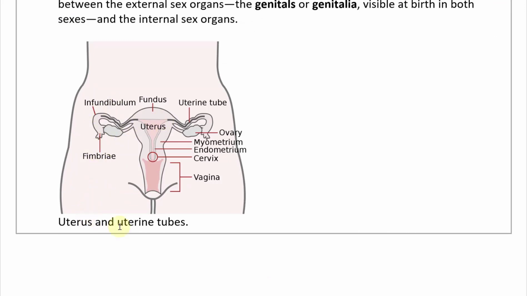And here's a diagram of the uterus and uterine tubes. So there's the vagina, and there is the cervix over there. There's the uterus, and a uterine tube, where the ovaries are connected to it, that produce the eggs.